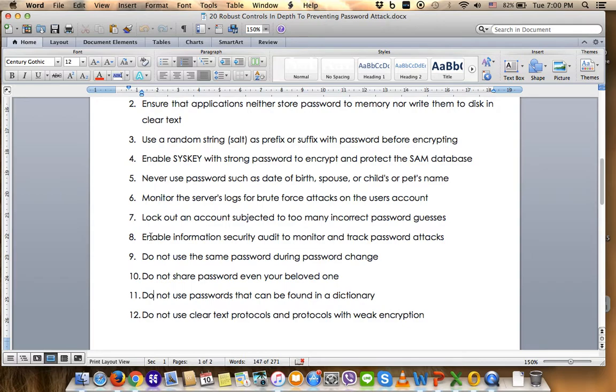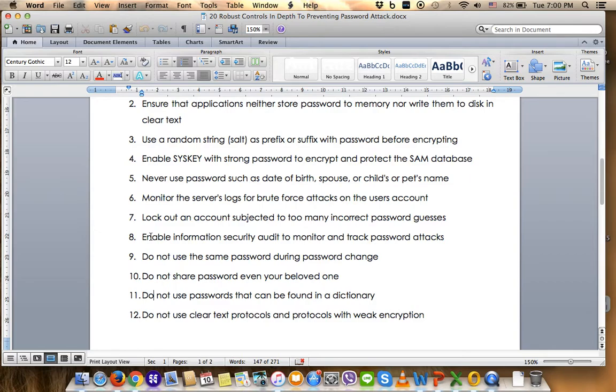So the control number 11, do not use the password that can be found in the dictionary. So attacker can use the password dictionary attack to scan whatever that the password can readable, or it means that the word that are contained in the dictionary.